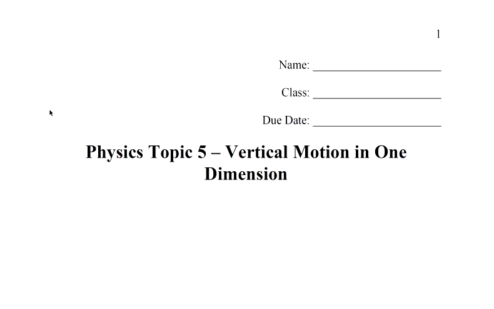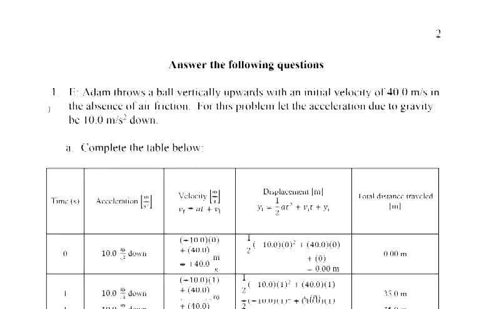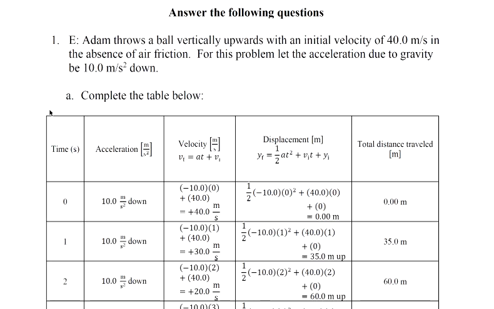This video is on vertical motion in one dimension. Question 1. Adam throws a ball vertically upwards with an initial velocity of 40 meters per second in the absence of air friction. For this problem, let the acceleration due to gravity be 10 meters per second squared down.